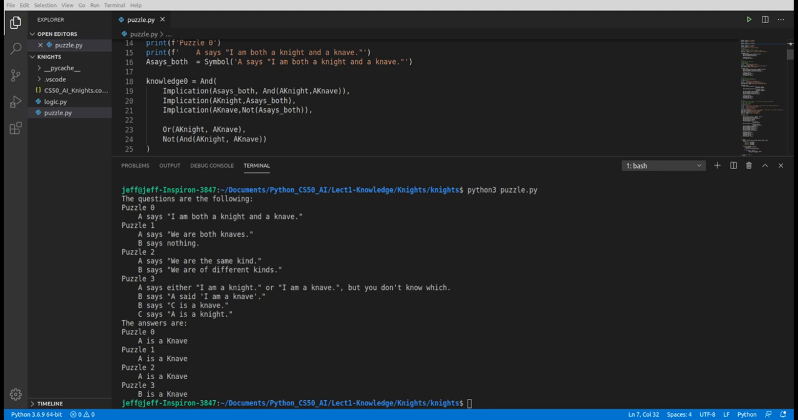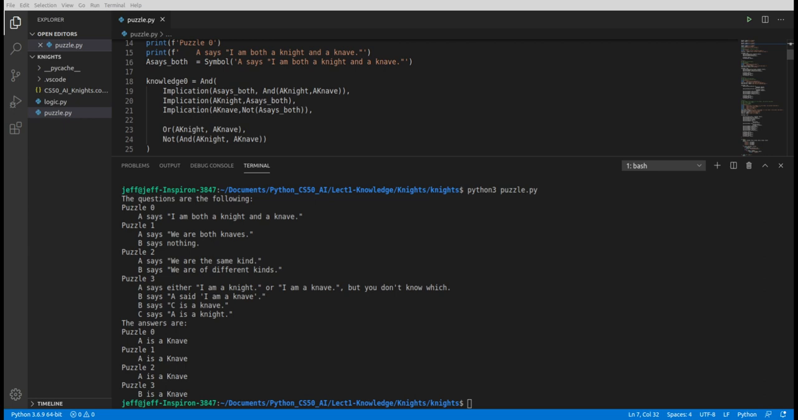Now, with that said, I'm down to where I'm running the program with Python 3, and I've printed out the questions at the top, and the answers are at the bottom. So in puzzle 0, again, it says, I am both a knight and a knave, and down at the bottom you see the answer is A is a knave. Puzzle 1 says, we are both knaves. B says nothing. B is someone else who could be either a knave or a knight. And in this case, the answer is that A is a knave again.